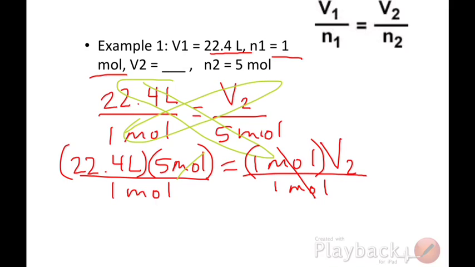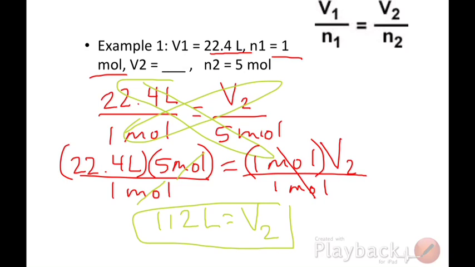So then we can cancel our units of moles. And now we have 22.4 liters times 5. And when we multiply that, we get 112 liters is our volume 2. Another way to do this for this one would be to recognize the relationship between 1 mole and 5 moles. That's a times 5 relationship, so you could do times 5 on the top two, and that's what we ended up doing.